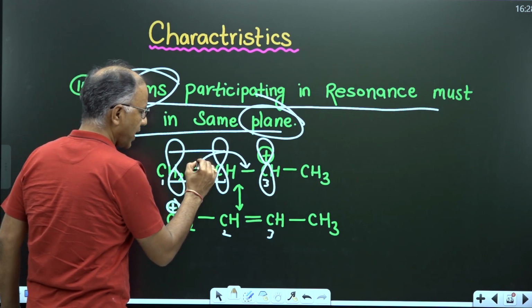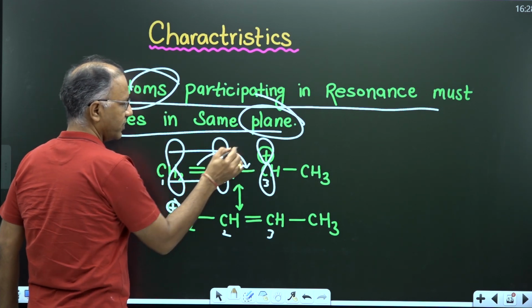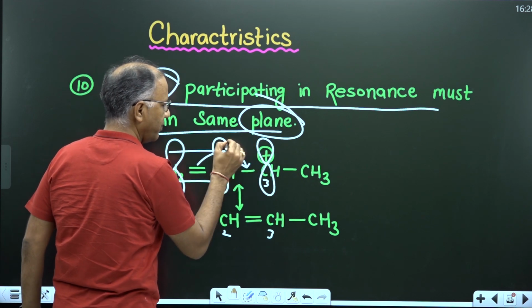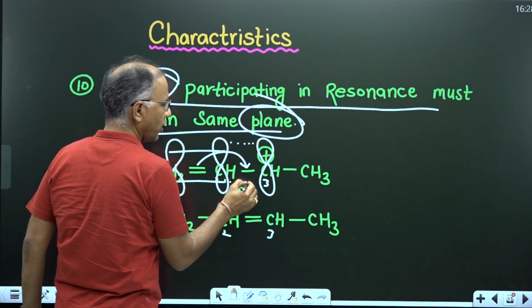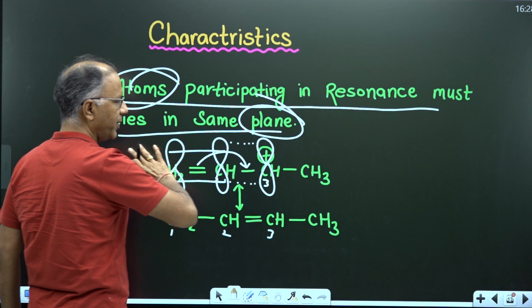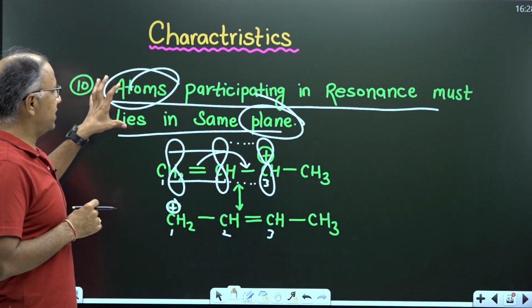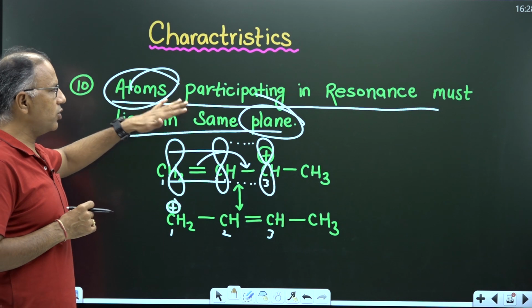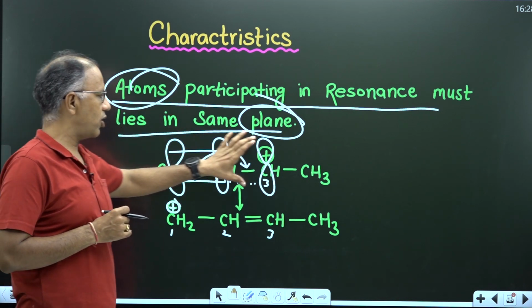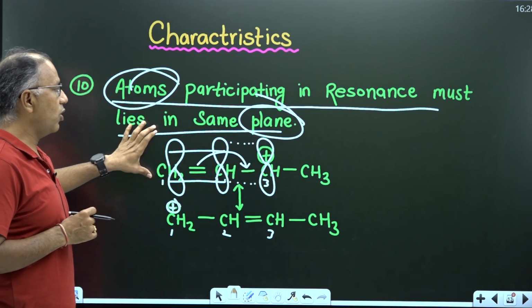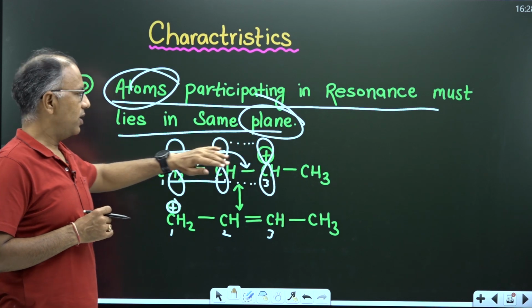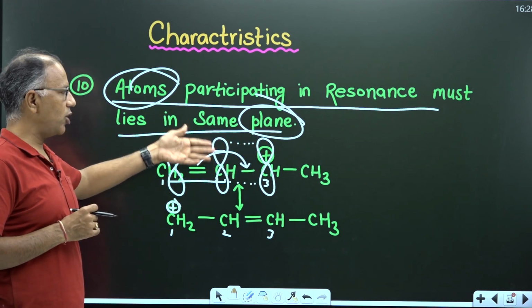If we move this pi bond from this position to this position, then a new pi bond will form in between these two. In order to form a new pi bond, all p orbitals must be parallel. Now, I can write this same statement in a different way. In order to undergo resonance, all p orbitals must be in the same plane, or p orbitals must be parallel. When will the p orbitals be parallel?